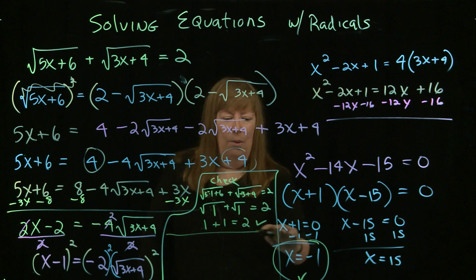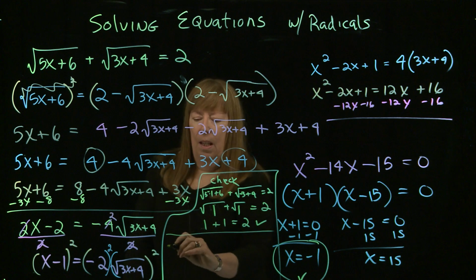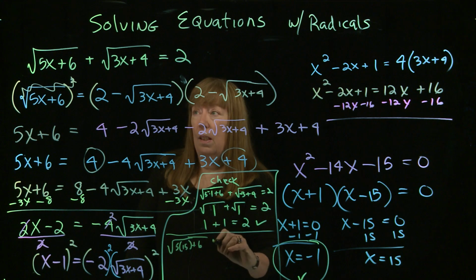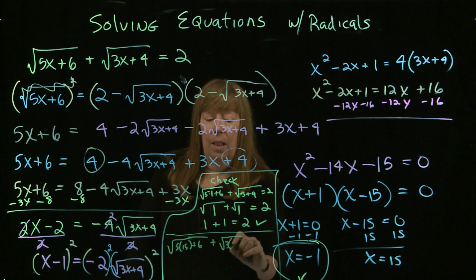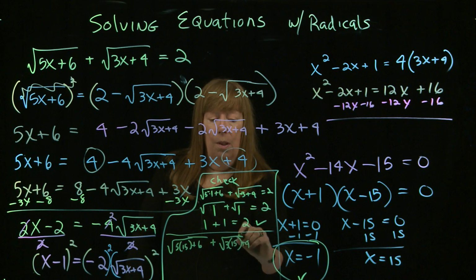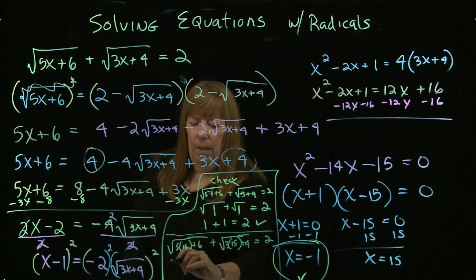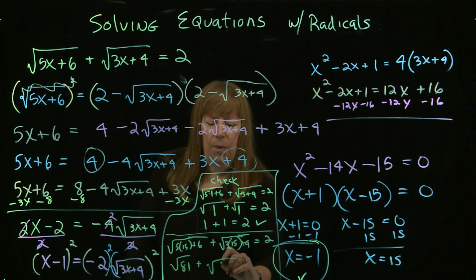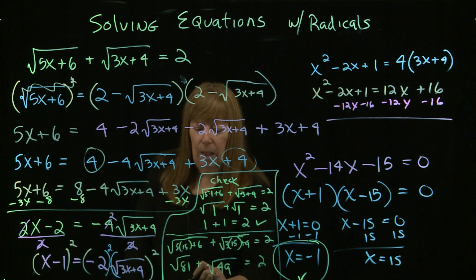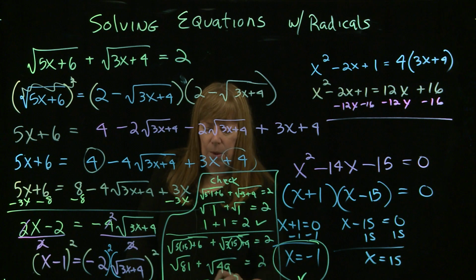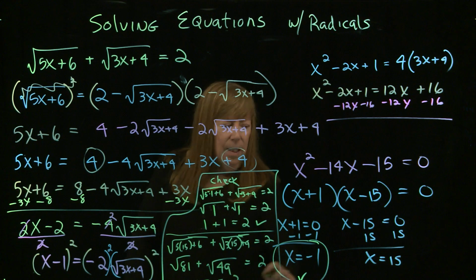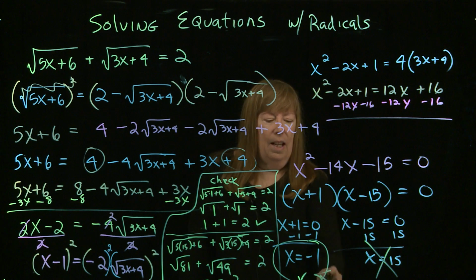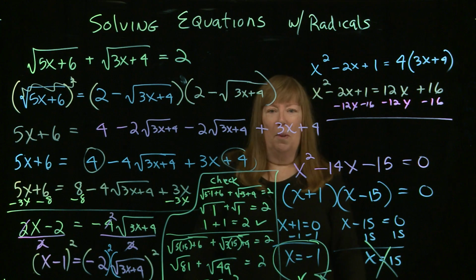All right, let's try and check the other one real quick, which is x equals 15. So the square root of 5 times 15 plus 6 plus the square root of 3 times 15 plus 4 equals 2. All right, so that's going to be 75 plus 6 is 81. And that's going to be 45 plus 4 is 49 equals 2. 9 plus 7 equals 2. Nope, 16 does not equal 2. x equals 15 must be rejected. And here's our answer: x equals negative 1.